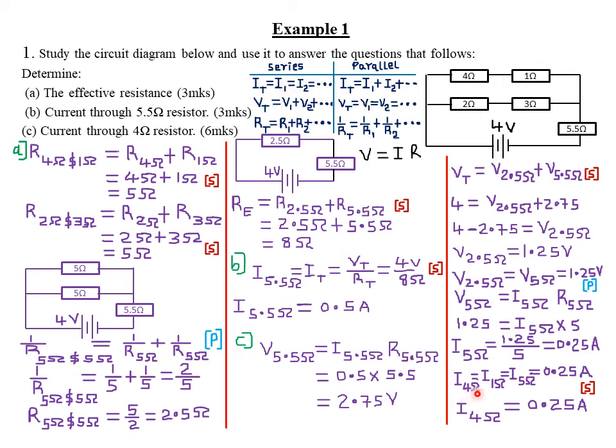So the current through the 4 ohm resistor is equal to the current through the 1 ohm resistor is equal to the current through the 5 ohm resistor, and we had already computed the current through the 5 ohm resistor, which was 0.25 amperes. Therefore, the current through the 4 ohm resistor is equal to 0.25 amperes. The reason being the current is the same because they were in series connection.